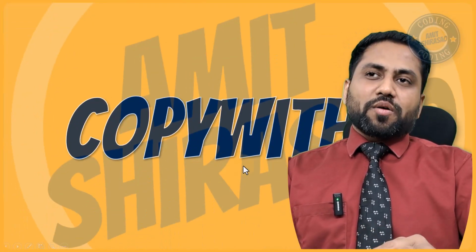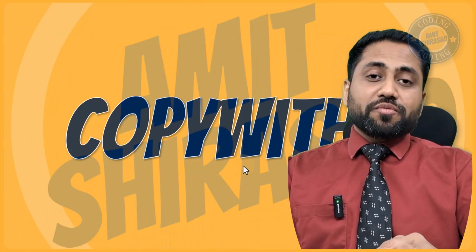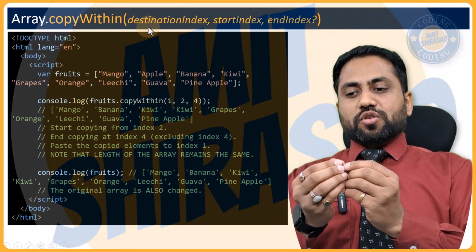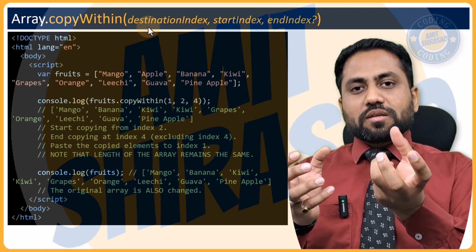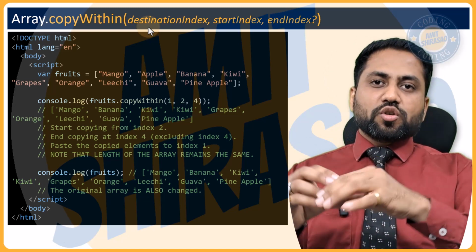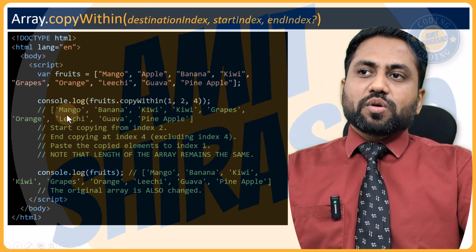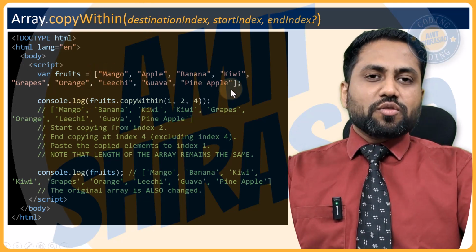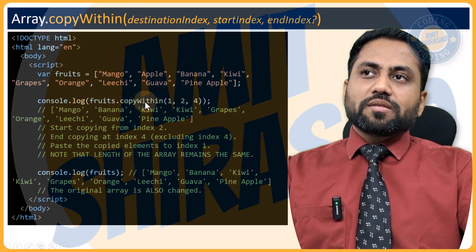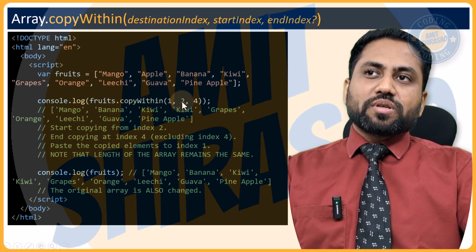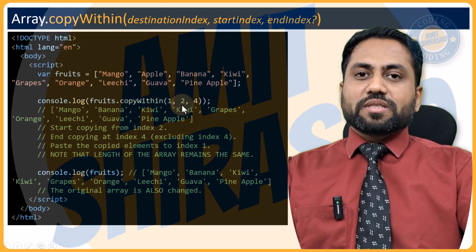Okay. Now, another method is copyWithin. What does copyWithin do? CopyWithin means you copy a few elements and paste them within the same array. So you are not giving a new array. You are just saying destination index, start index, end index. So this is the start index. The second argument is the start index.